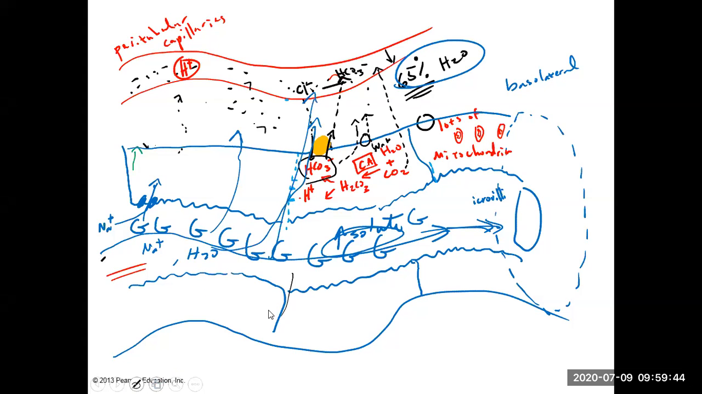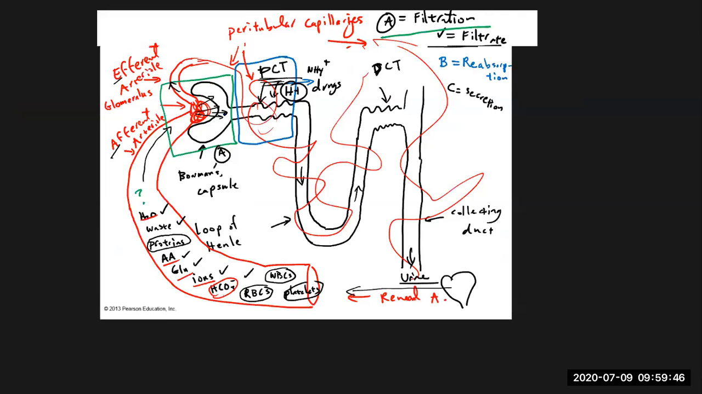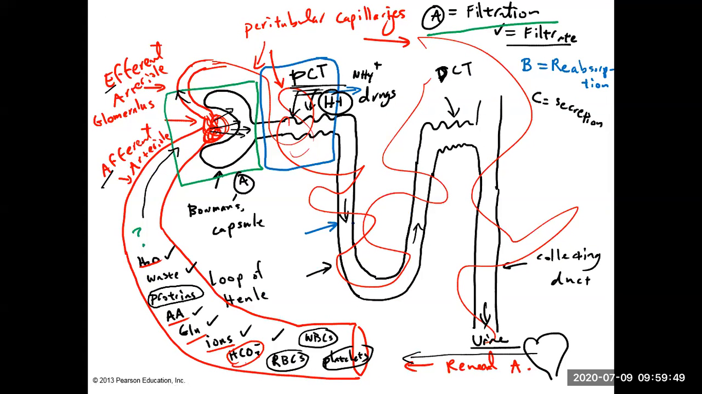All right, let's take a look at the next event, which happens to be right over here. This is called the descending loop of Henle. All you really need to know is the descending loop of Henle is permeable to water. So again, water can get reabsorbed and go back into the peritubular capillary. Process B happens in here too, only water reabsorption, and that is equivalent to about 15% of water getting reabsorbed in here.